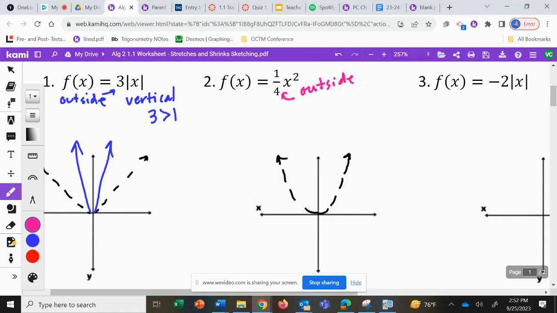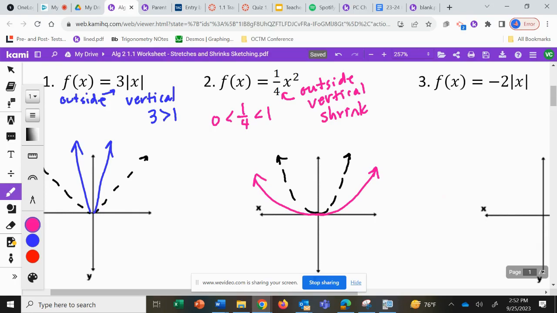So if it's outside, it's vertical, good. And then that 1/4 is somewhere between 0 and 1. So is it a stretch or a shrink? And you have your notes to help you if you forget. So it's a shrink. If I take your hands and vertically shrink them, that means I'm pushing down. They're not rising up as fast. They're less vertical. So it ends up looking wider.